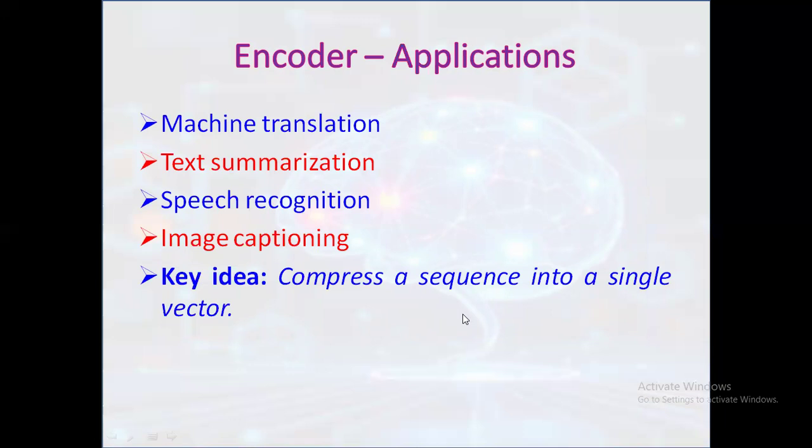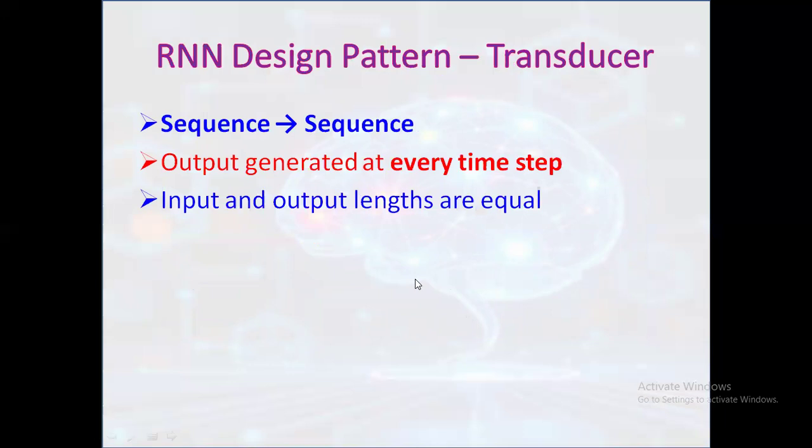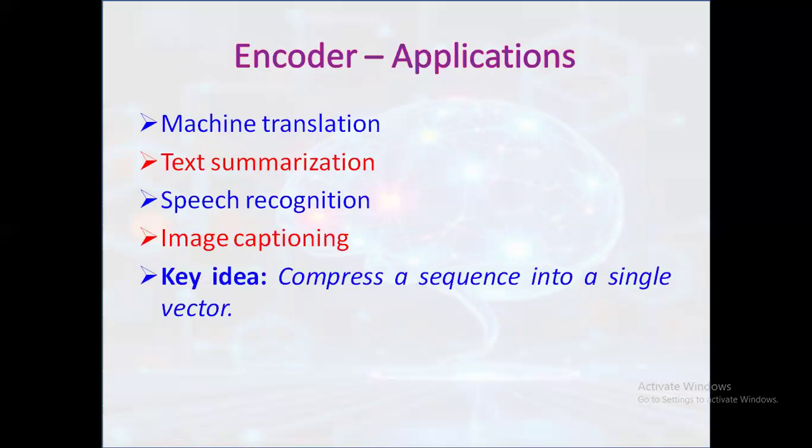I'll tell you one example for this. The encoder pattern reads the sequence and compresses all the information into a single fixed length vector called a context vector. That means it compresses a sequence into a single vector. A real world example: suppose you are listening to one long lecture of 1 hour, 2 hours or 3 hours, and then I write short notes that capture the entire lecture in a few key points.